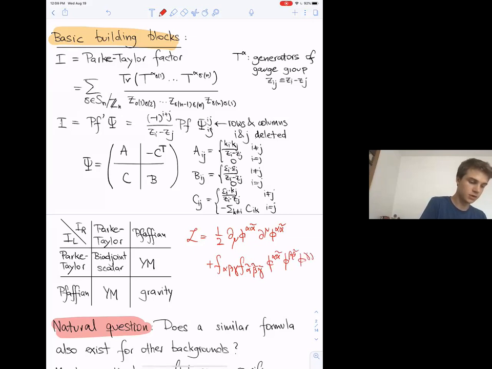All right. Then if you just take one of the Park-Taylor factors and the other factor Pfaffian, you will get a spin 1 particle with 1 gauge group, and that turns out to be Yang-Mills theory. And finally, you can take 2 of the Pfaffians, then you will need 2 polarization vectors, and that gives you the Einstein gravity amplitudes. Okay, so that's the nice story that exists in flat space. And the natural question now is whether a similar formula could also possibly hold for different backgrounds.